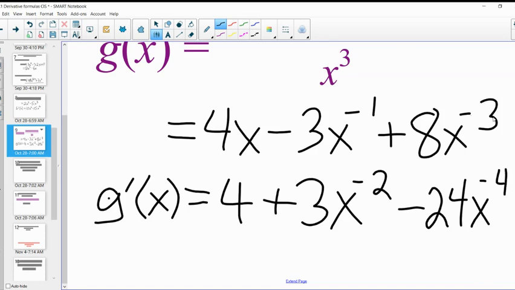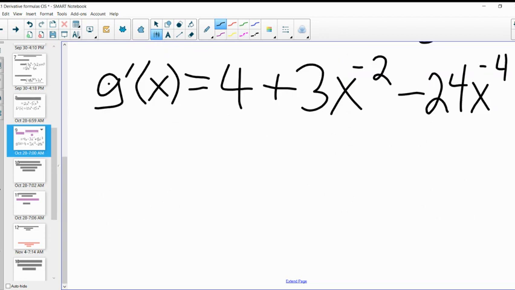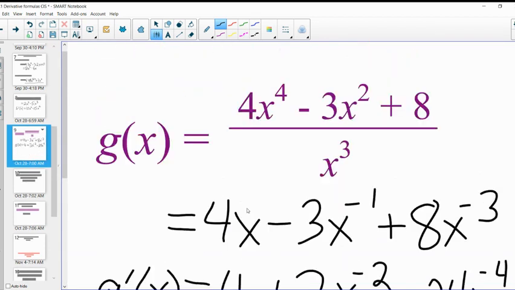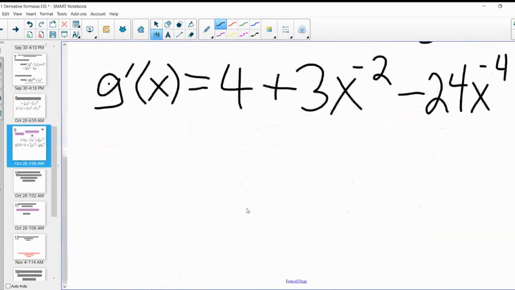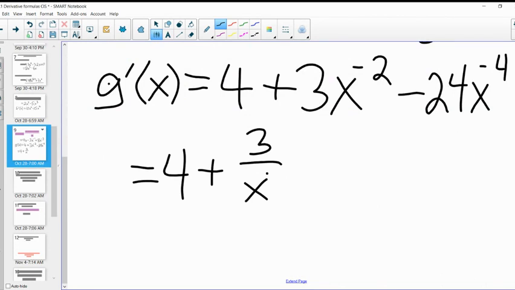You'll probably be thinking of this as bring the exponent to the front and lower the exponent by 1, or some phrasing like that. And then for something like this, because I was given the problem with all positive exponents, I think it's reasonable for us to simplify this in the same way. I'm going to call this 4 plus 3 over x squared minus 24 over x to the 4th. If you want to combine these all into one big fraction, that's okay, but I would say this is simplification enough.